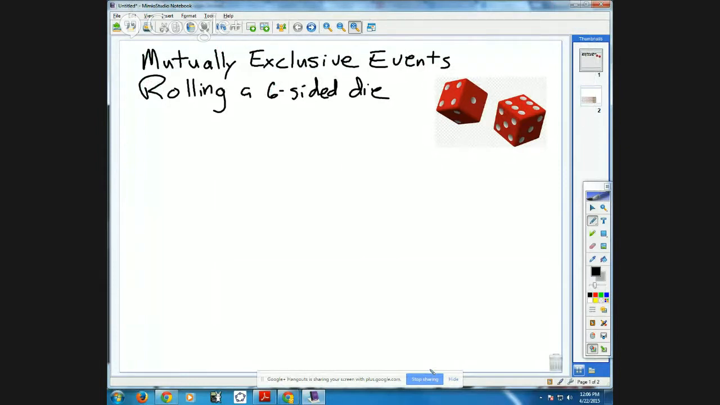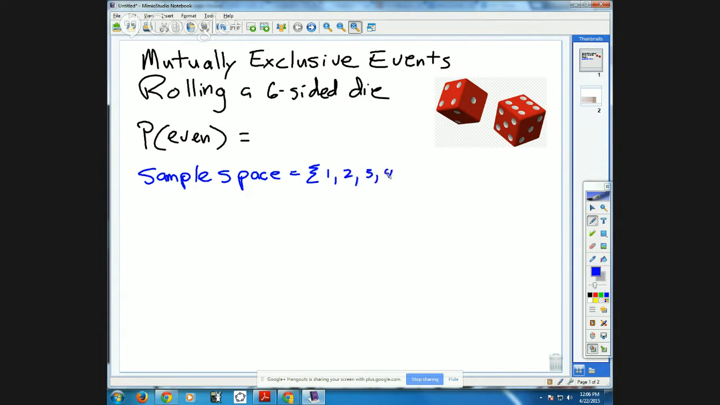So let's say we're playing with rolling a six-sided die, and let's just roll one at a time for now. We can do two later. So I might want to look at finding the probability of an even number. And to figure that out, I have to list all possible events. So the sample space is getting a 1, 2, 3, 4, 5, 6. Let's write that down. My sample space here is all possible outcomes, and that's equal to the set 1, 2, 3, 4, 5, 6.